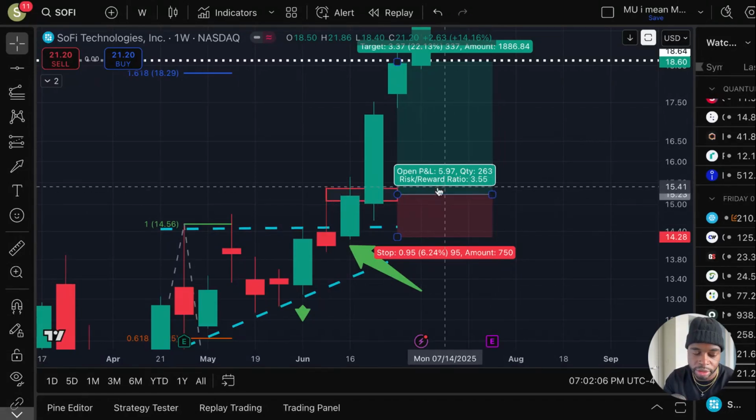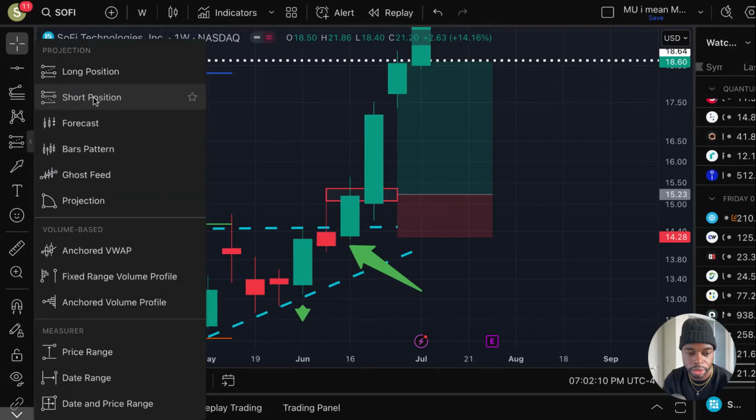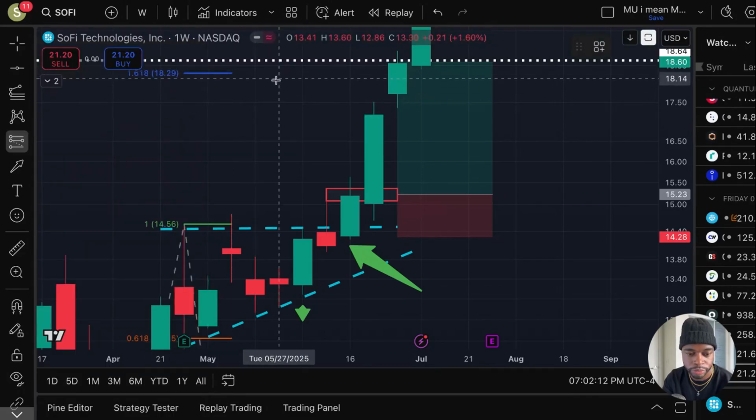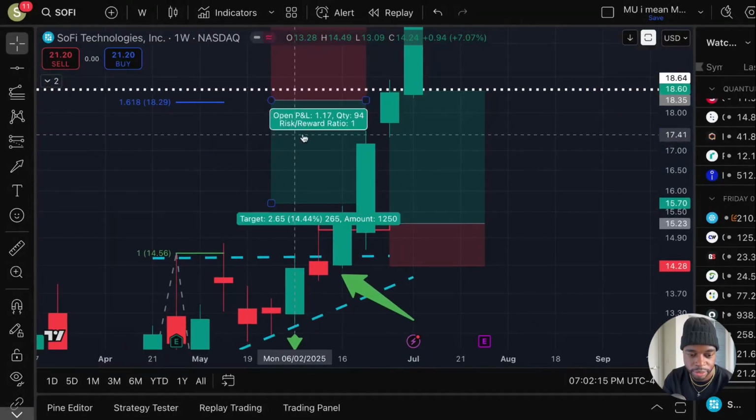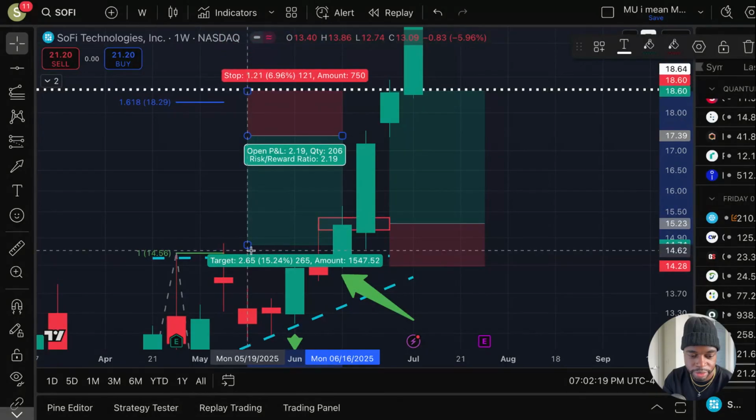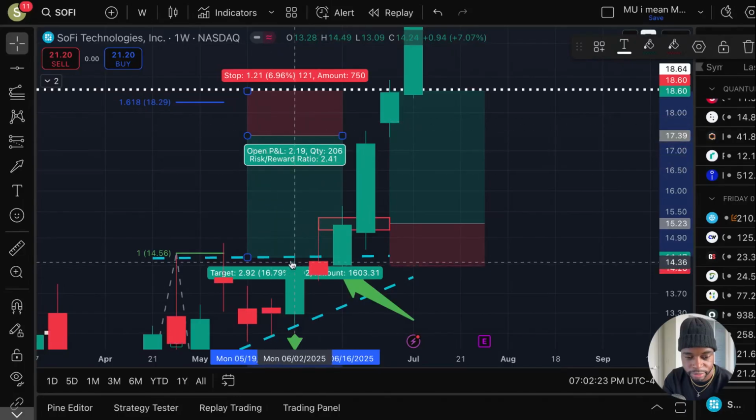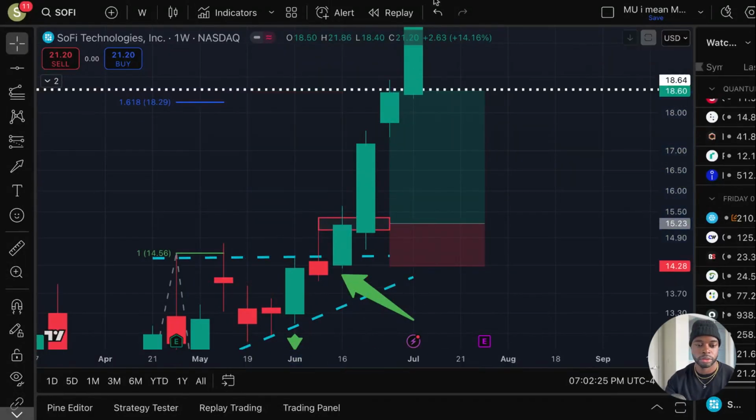So this is the long reward calculator. And if you go back, you can go to projections and you could do a short. So if you're doing a short and you're like, okay, well, I think once we hit this, we're going to go down. Well, now you can measure the risk to reward to the downside. So just wanted to kind of share those tools.